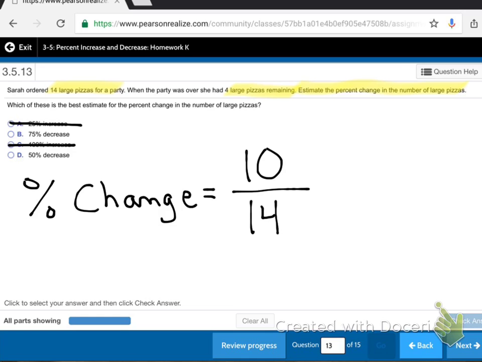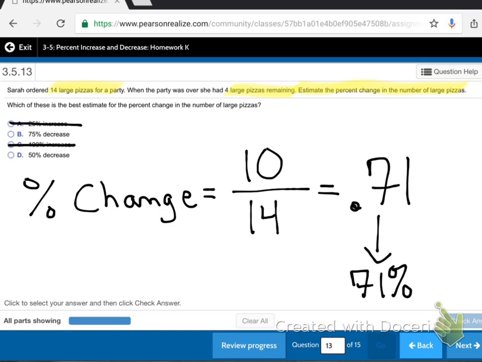So let's do 10 divided by 14 on our calculator, which is 0.71 roughly. So if you move your decimal point 2 to the right, it turns into 71%. And so the question is asking which of these is the best estimate for percent change? Well, 71 is much closer to 75 than 50, so our correct answer is B.